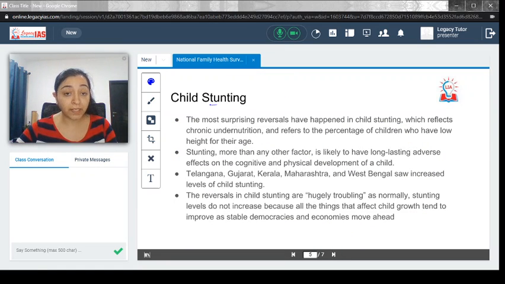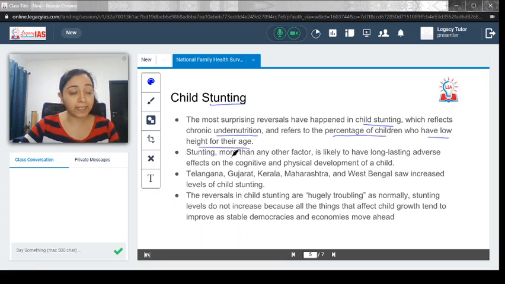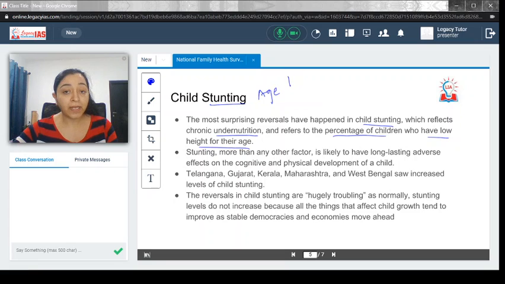So child stunting: the most surprising reversals have happened in child stunting, which reflects chronic undernutrition and refers to the percentage of children who have low height for their age. So stunting in a general sense, what does it mean? It means that as compared to your age, your height is less.